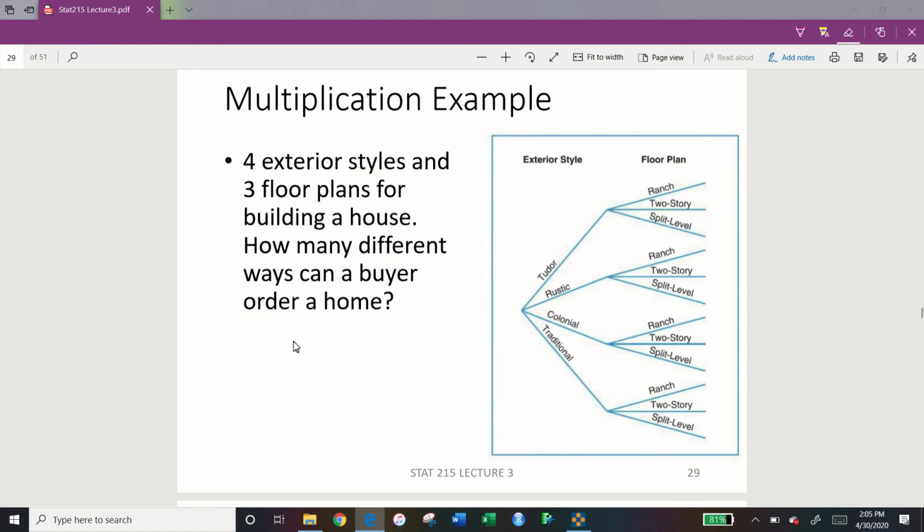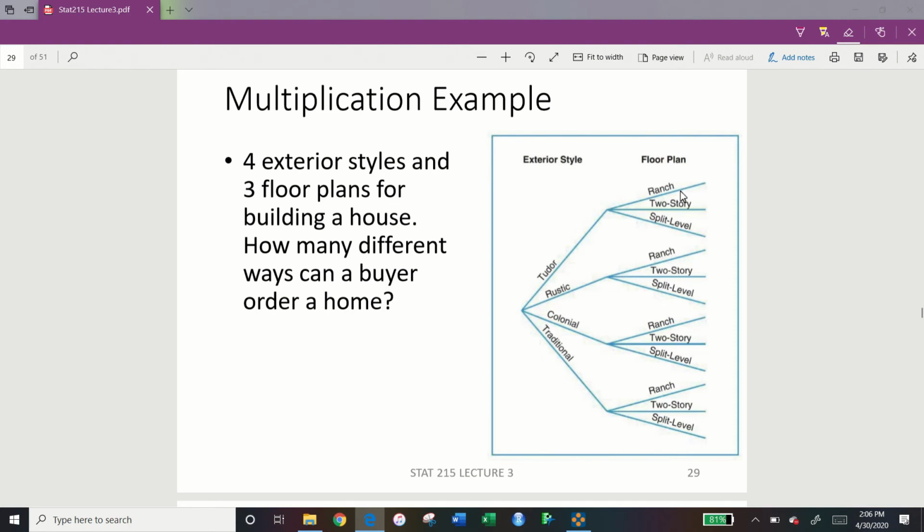So suppose we have 4 exterior styles and 3 floor plans for building a house. We are curious to know how many different ways a home buyer can order a house. Now, one way to do this is to try to figure it out visually. So we've got our 4 styles and our 3 plans. Say our exterior styles are Tudor, rustic, colonial, and traditional, and our floor plans are ranch, 2-story, and split level.